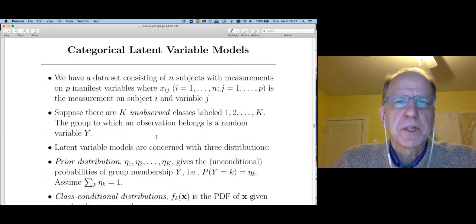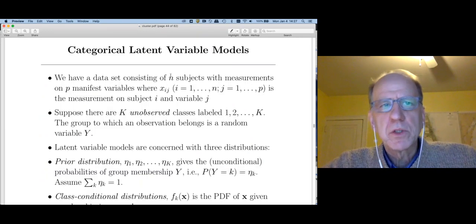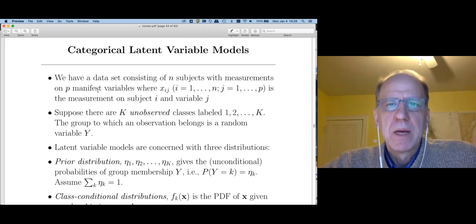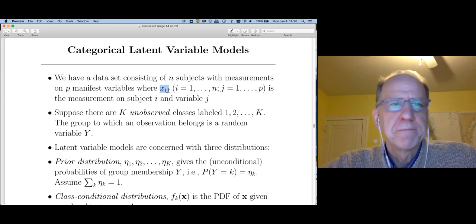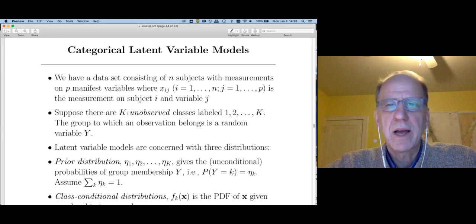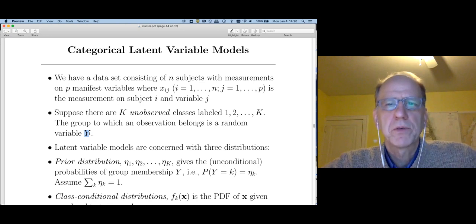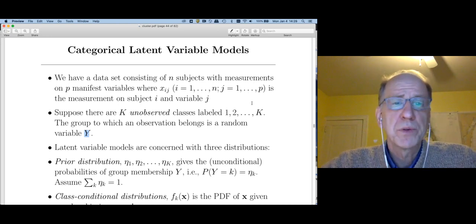So what is a finite mixture model? As with k-means, we're going to start out with n observations with p measurements. Xij will be the measurement on subject i of variable j. We're going to assume that there are big K unobserved classes, exactly as we had with k-means. But now we're going to assume that there's a random variable y which indicates the unobserved class. So y is going to be a discrete random variable taking values 1 through big K.